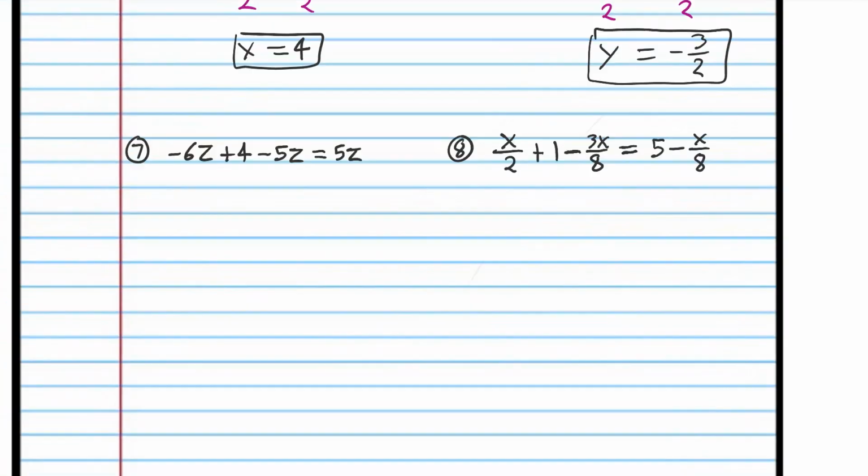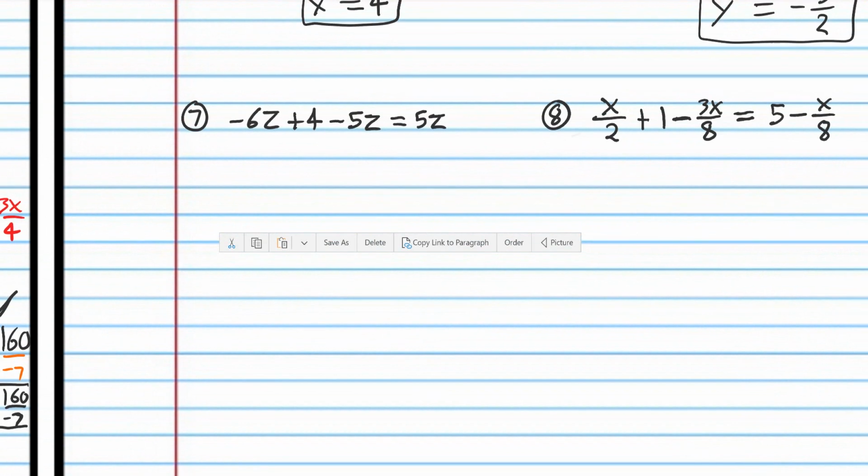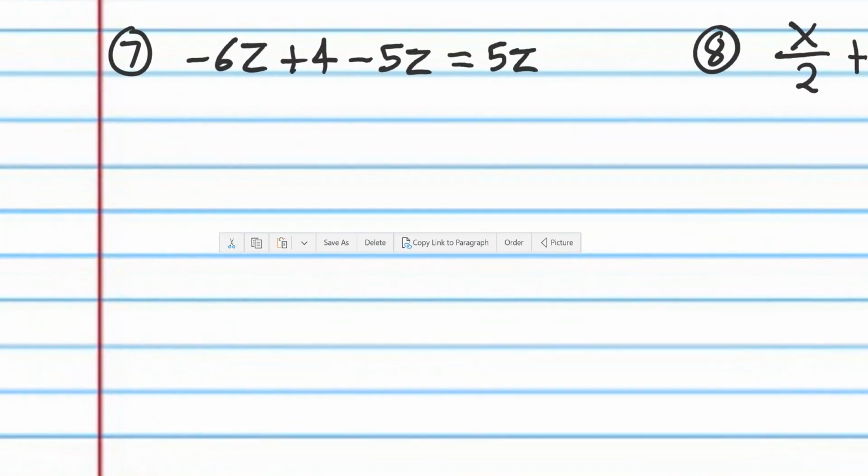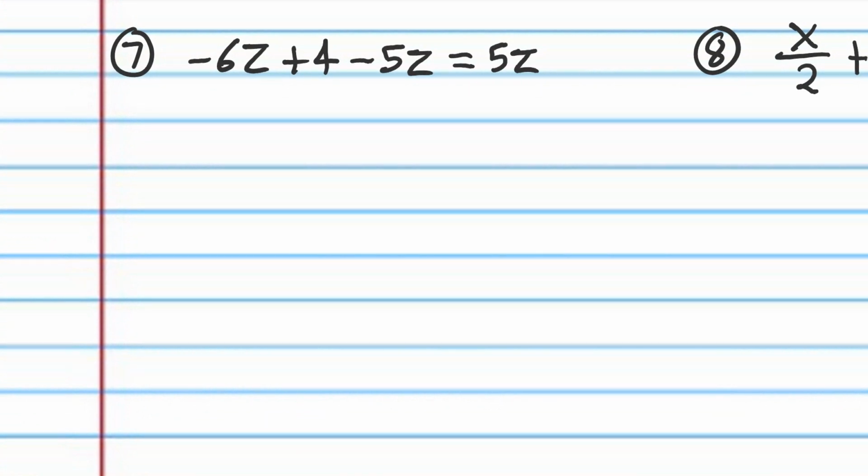All right, let's go on to number 7. So number 7 looks like it's going to be pretty much the same thing with just minor differences. So try number 7, and when you come back, we'll do it together.